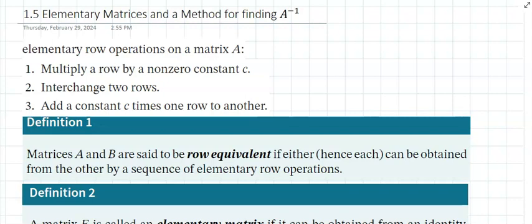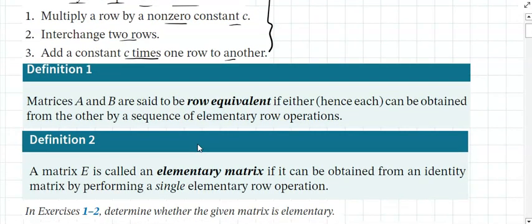Section 1.5 talks about elementary matrices and a method for finding the inverse of A. Now this is something that we've been doing for a bit, but we want to put them in order. These are the elementary row operations of matrix A. You could multiply a row by a non-zero constant. That's elementary. You could interchange two rows if you wish. You could add a constant times one row to another. Kind of like saying take row 1 times 3 plus row 2, put the result in row 2. So that's stuff that we know. I just wanted to point that out.